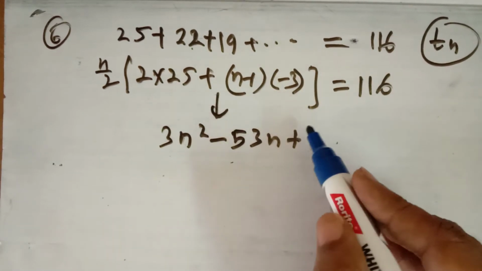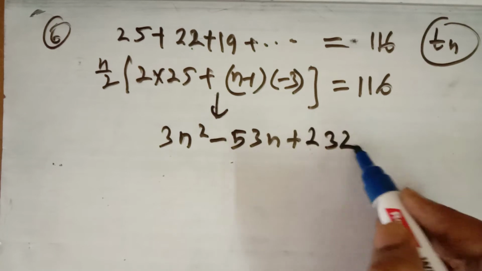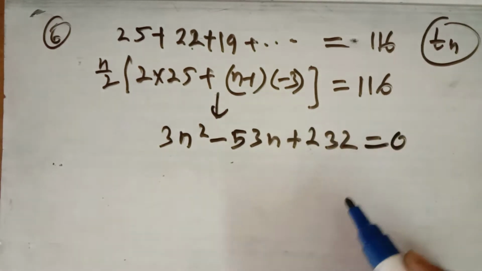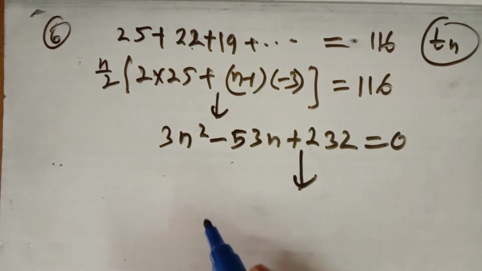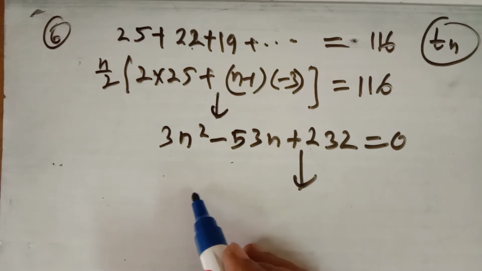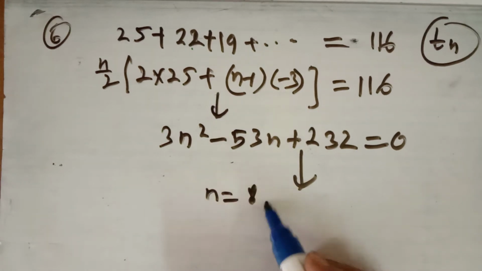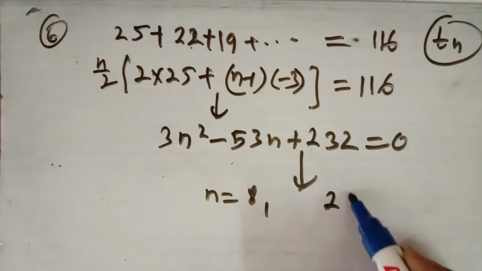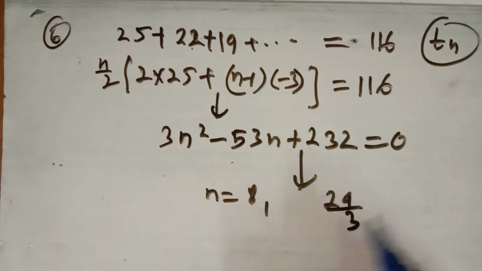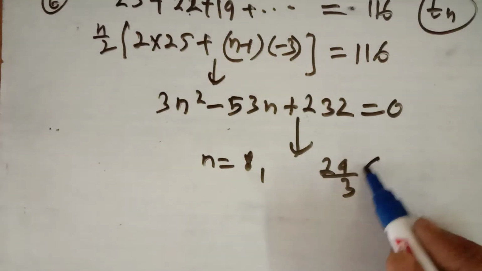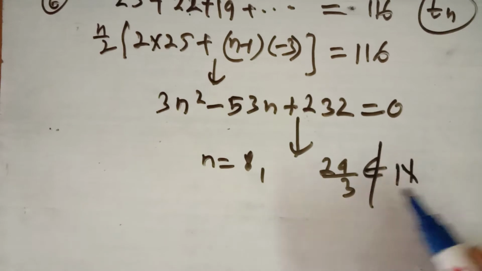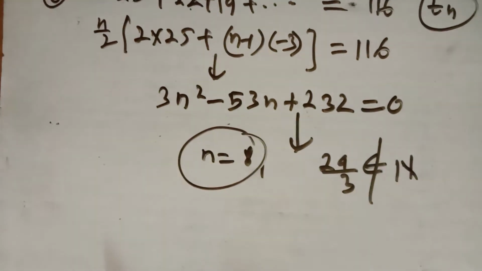232 is equal to 0. When you solve it by the quadratic formula or by splitting the middle term, you will get the value of n as 8 and 29 upon 3. Because this does not belong to the natural numbers, the number of terms will be only 8.